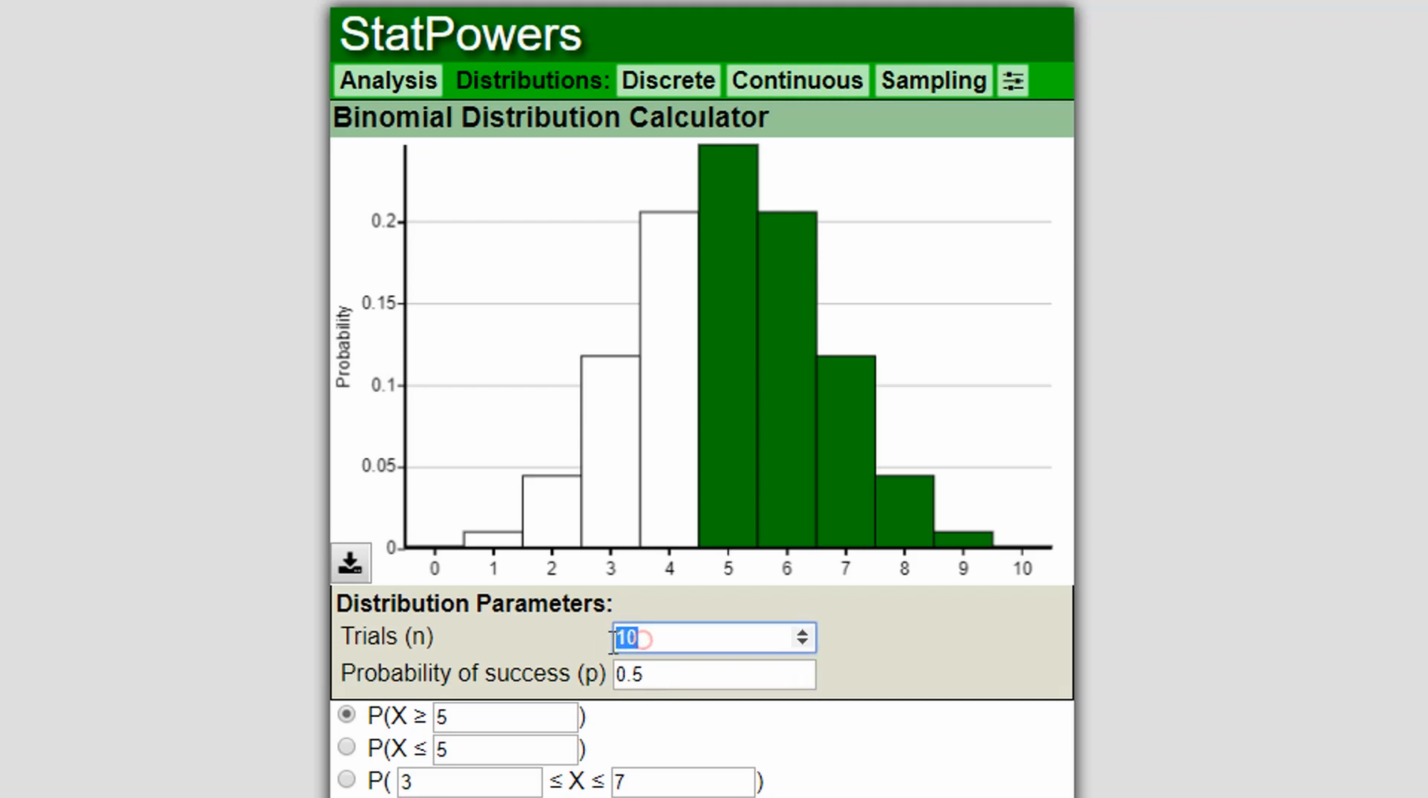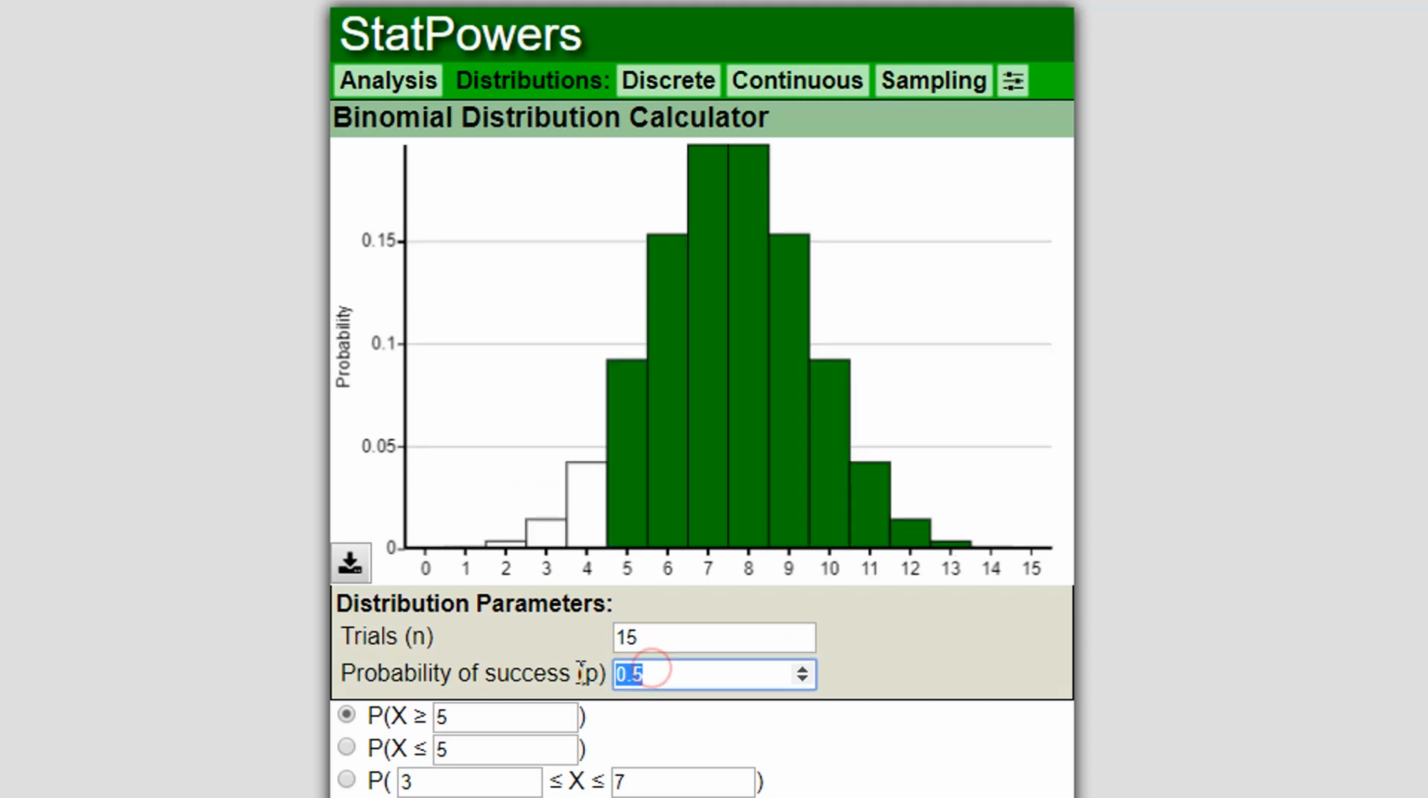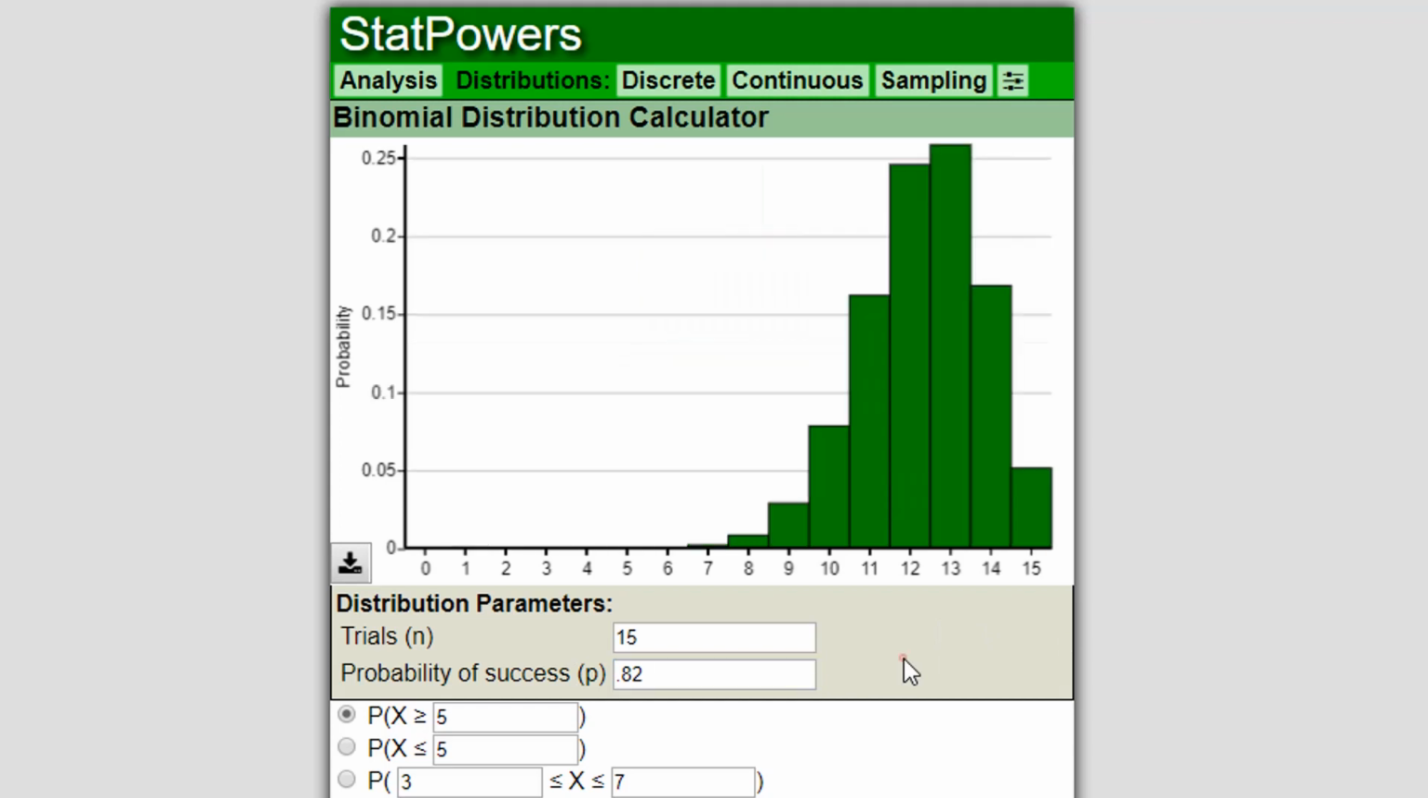So let's say I am modeling somebody who is shooting baskets, and they are going to try 15 times, and they make their baskets about 82% of the time. So we're going to look at how many baskets they're going to make. Every time you update a field and click out of it, it's going to update the distribution. So you can see what my probability distribution looks like here, this mass function, and I can now calculate probability.